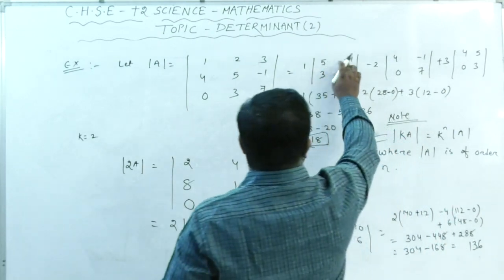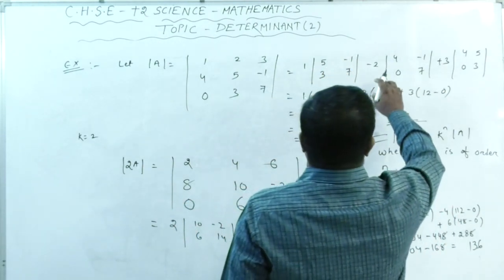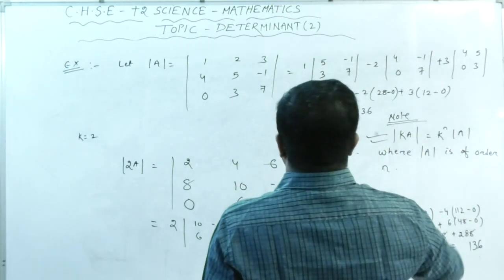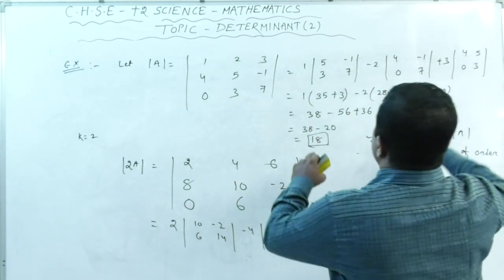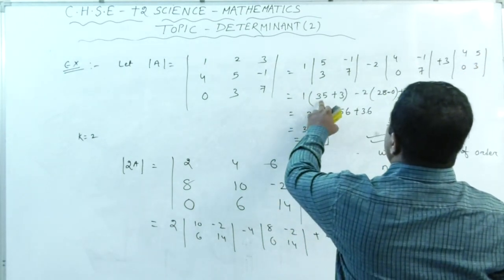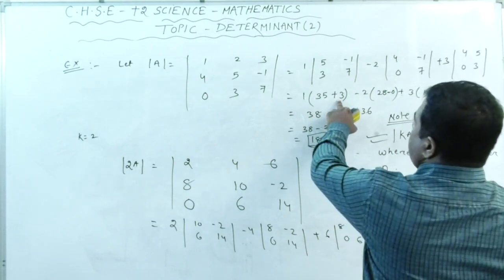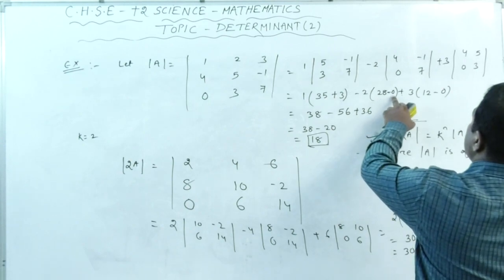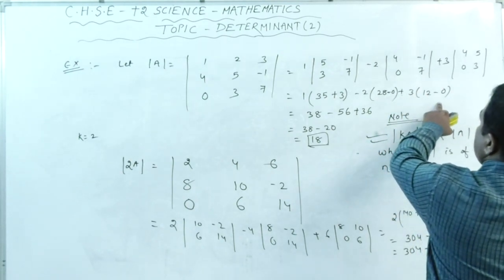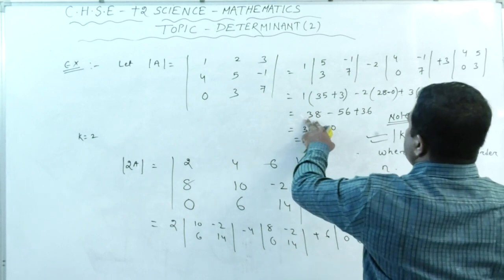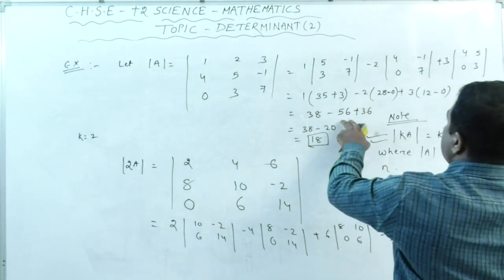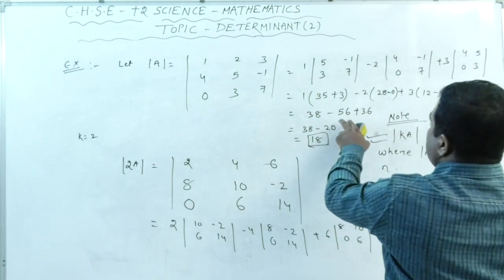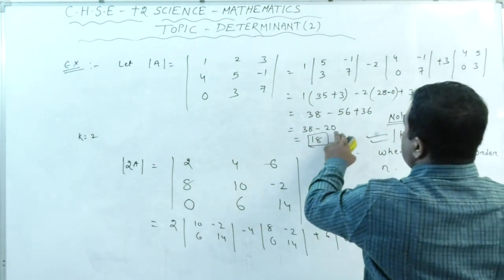So 1 times of 5 minus 1, 3, 7, and minus 2 times of, it is 4 minus 1, 0, 7, clear, and it is 3 times of 4, 5, 0, 3. So what we get? 1 times of 35 plus 3, yes or no, and minus 2 times of, it is 28 minus 0, and 3 times of 12. So it is 38, and it is minus 56, and it is 36. Okay. So this one is minus 20, and 38 minus 20 is 18.